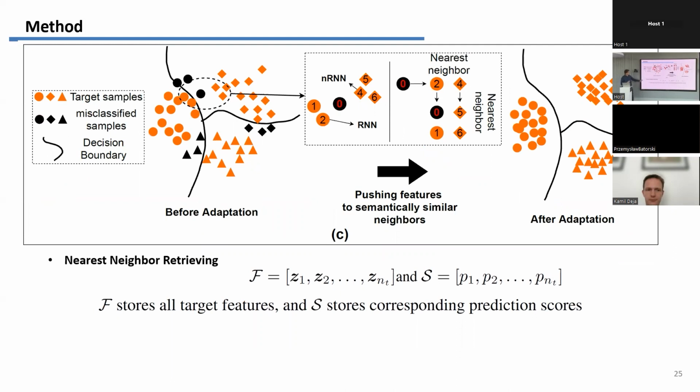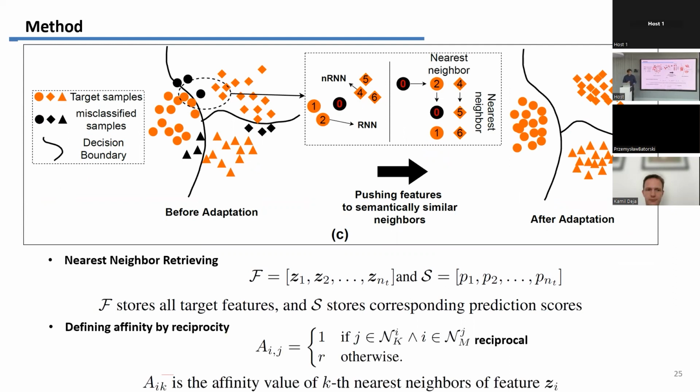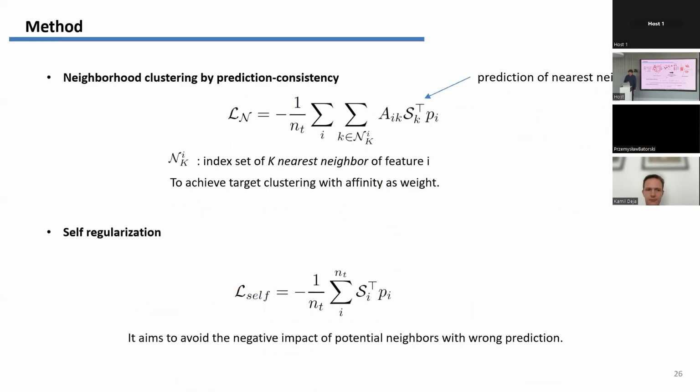So what do we do? We make a feature bank of all the features in the target domain, and we save their predictions. Next we make an affinity matrix A, in which we set to 1 all the reciprocal neighbors. And we have some hyperparameter R, which we use for the rest.